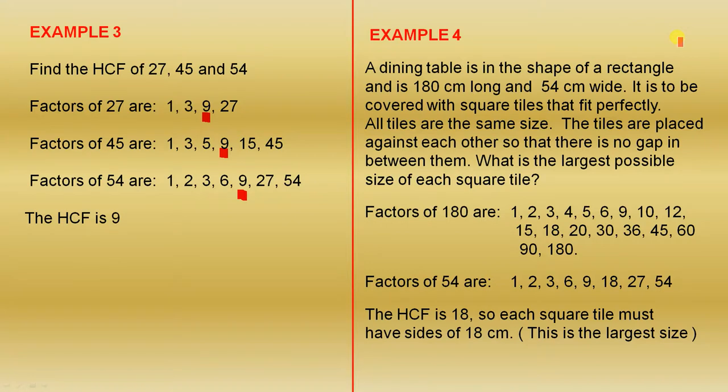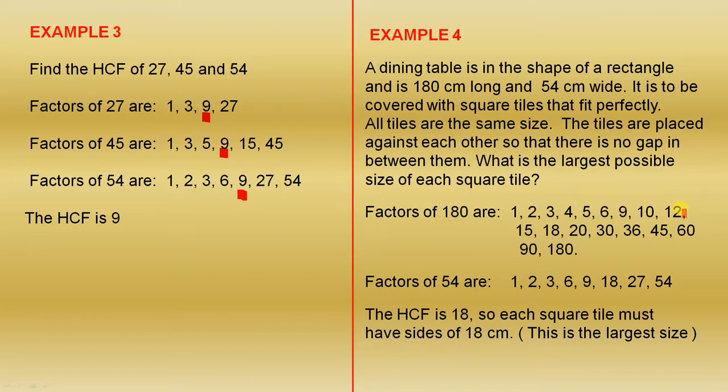Now the highest common factor is a very interesting concept. Here we are going to see how to apply it to a real life situation. A dining table is in the shape of a rectangle and is 180 centimetres long and 54 centimetres wide. It is to be covered with square tiles that fit perfectly. All tiles are the same size. The tiles are placed against each other so that there is no gap in between them. What is the largest possible size of each square tile?